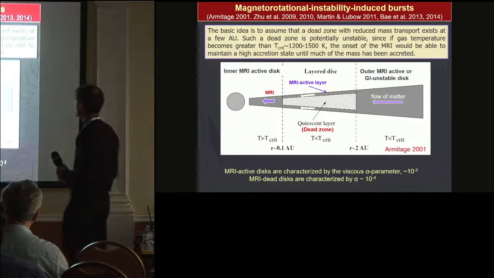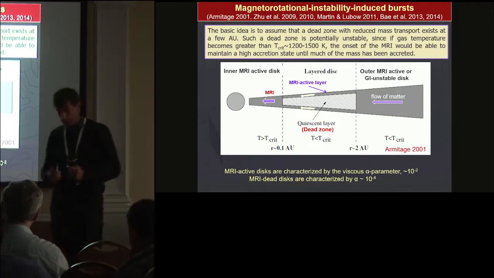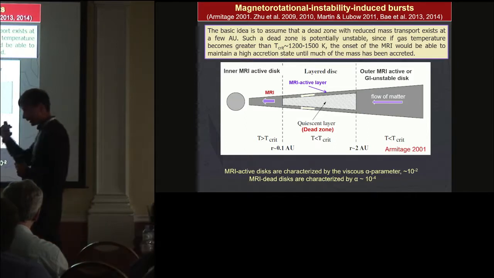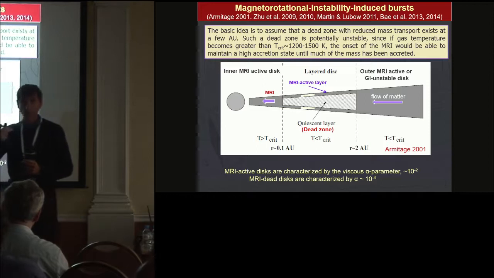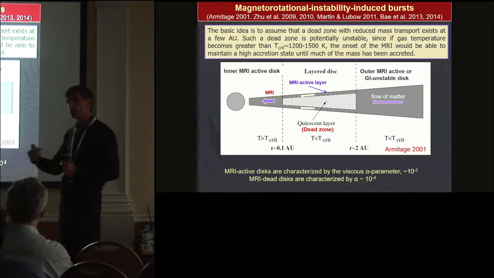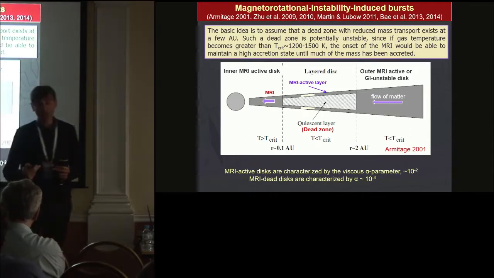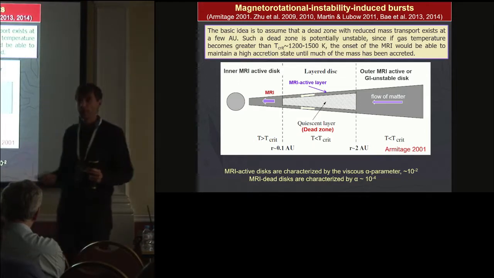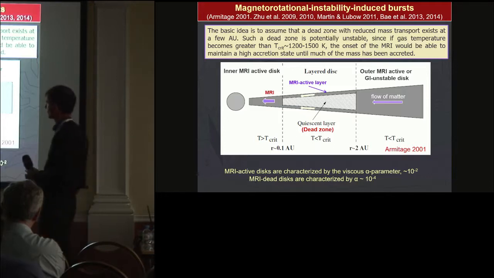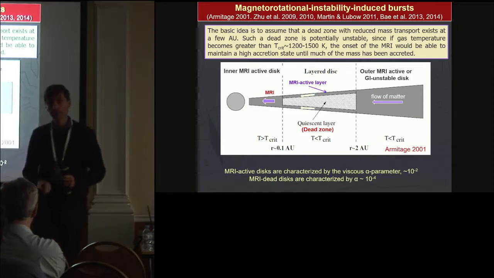Let's go further. Yet another model is magnetorotational instability. This model exploits a sharp dependence of the ionization rate on the gas temperature. MRI is supposed to be ignited if the ionization rate rises above a certain value, and that means it's ignited if the temperature rises above a certain value. This critical temperature is usually invoked to be about 1500, 1400 Kelvin.